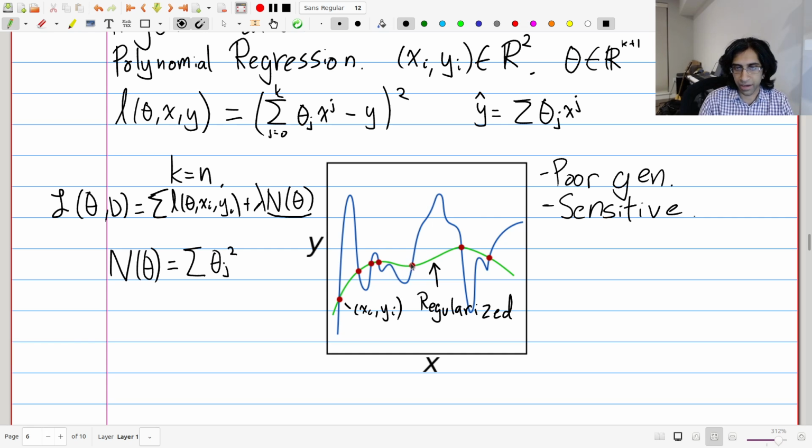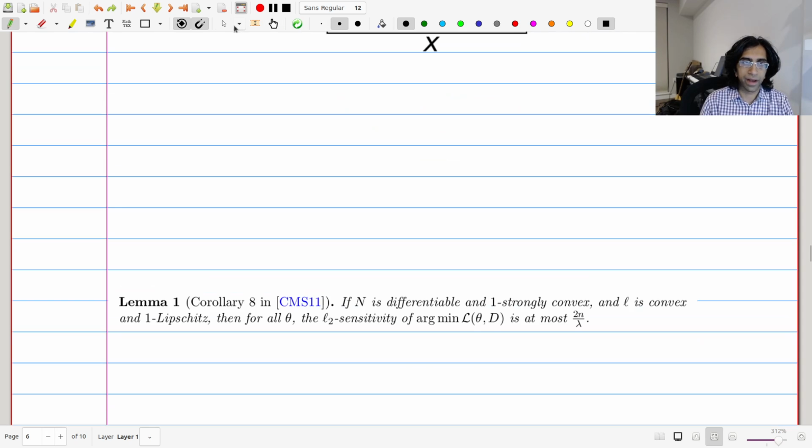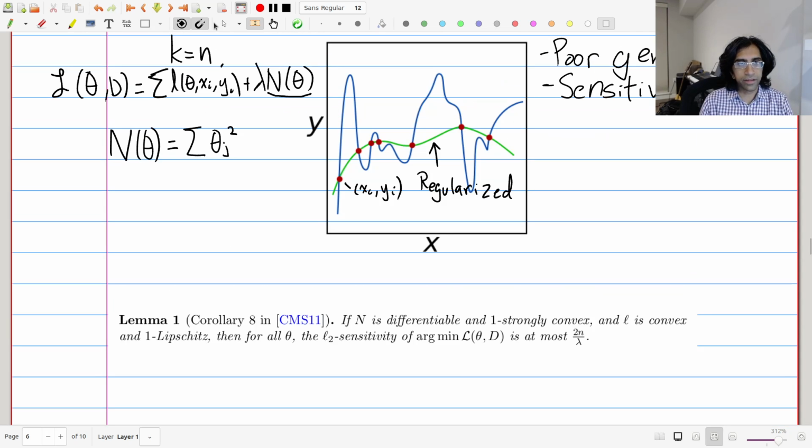You can see that if you remove this point, then the same solution would still be a pretty good fit to everything else, and it wouldn't be so unreasonable. So it kind of fixes both of these two issues, at least intuitively when you eyeball it. Of course, it's not formal, but it turns out that it can be formalized, in fact. And this is what leads to the following lemma in CMS 11. It says the following.